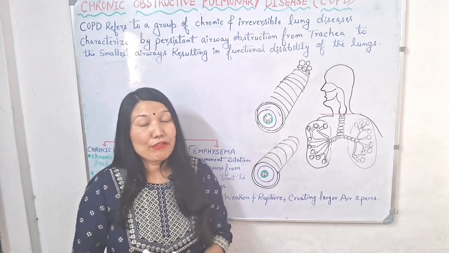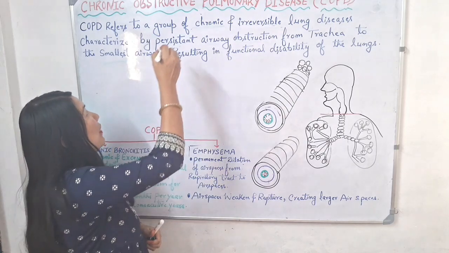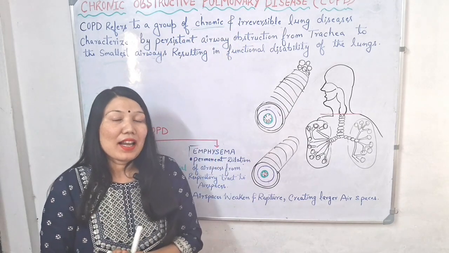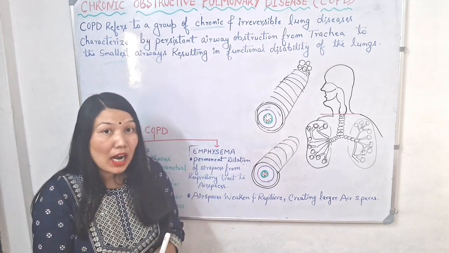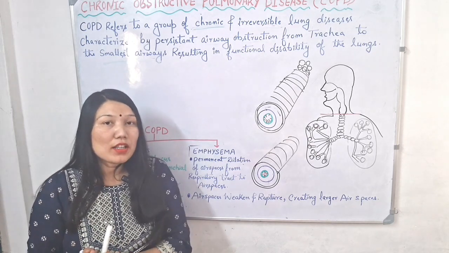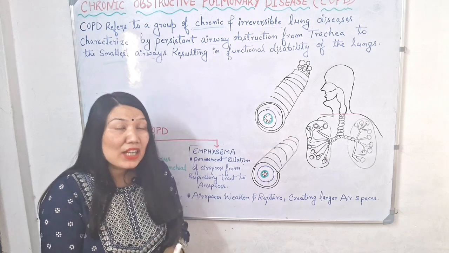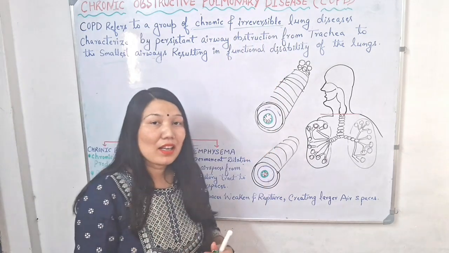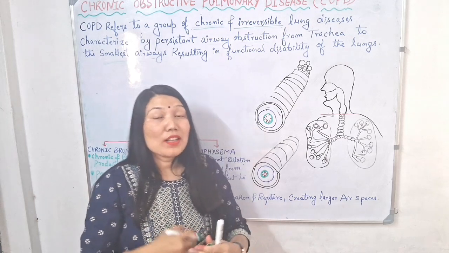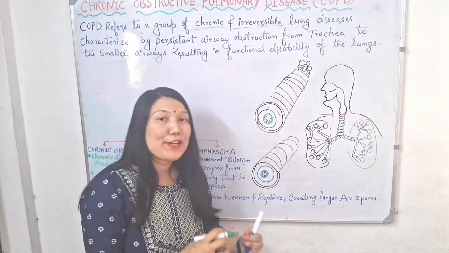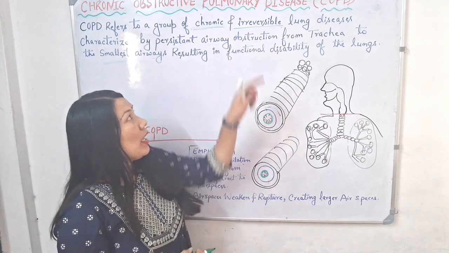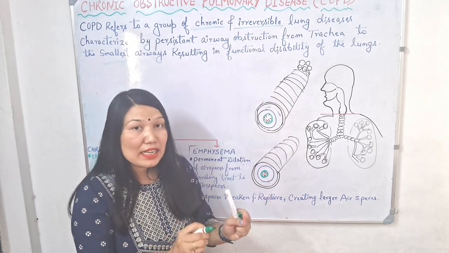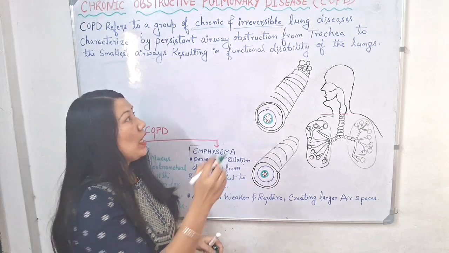So let's discuss the definition of COPD. COPD refers to a group of chronic conditions, which means there are some disease conditions which come under COPD. It is a long-term chronic condition. It is irreversible, meaning it cannot be reversed back. The lungs cannot come back into the same position. The only ultimate treatment is surgery. So it is an irreversible condition, which means the lungs cannot come back into the same position.